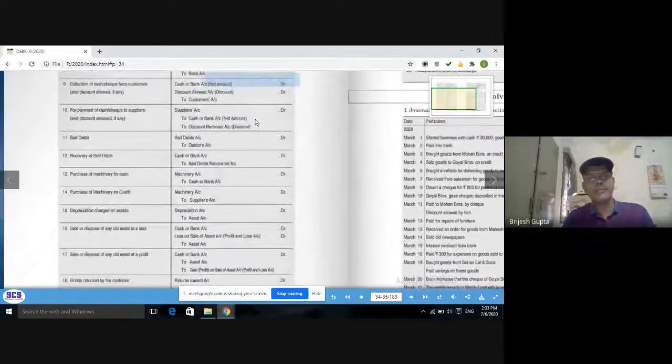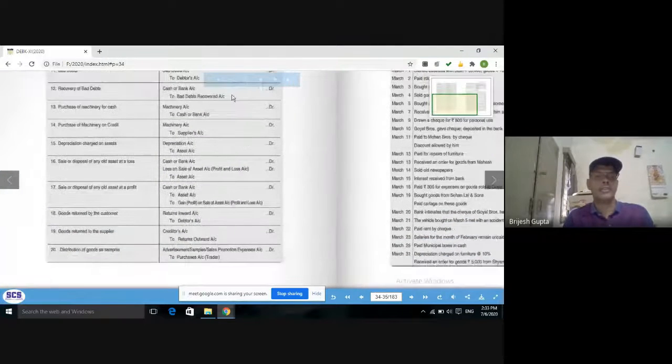Salary, rent, wages, telephone expenses, electricity bills, transportation expenses, carriage, cartage, stationery purchase. Many hundreds of expenses are there.